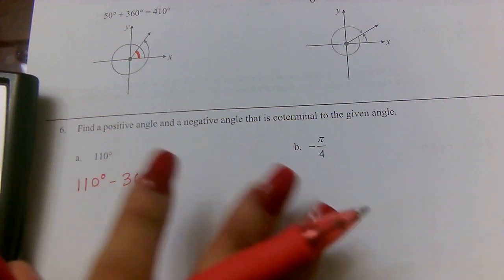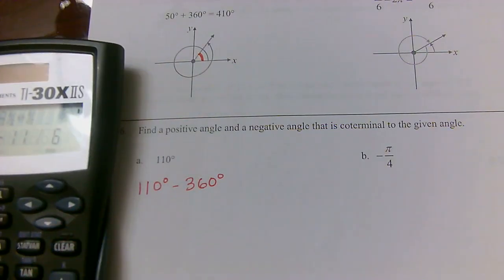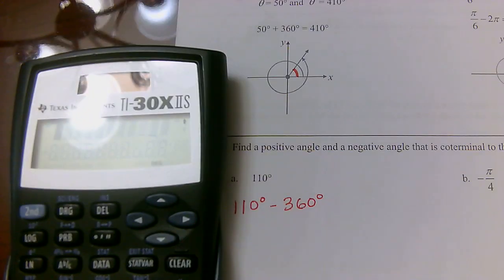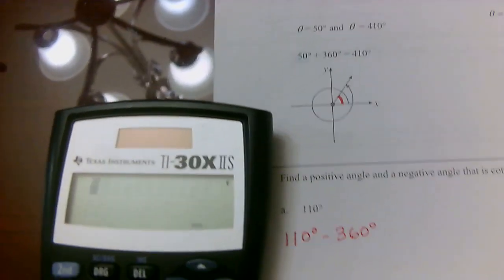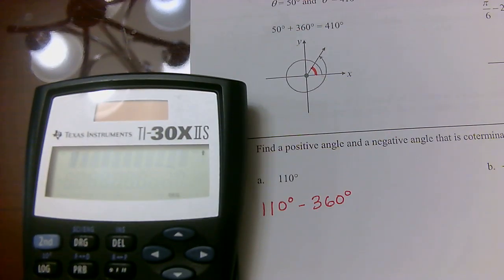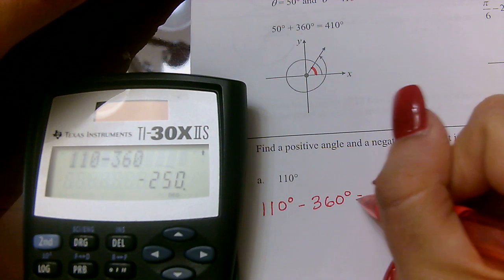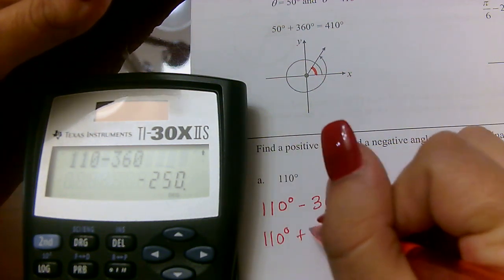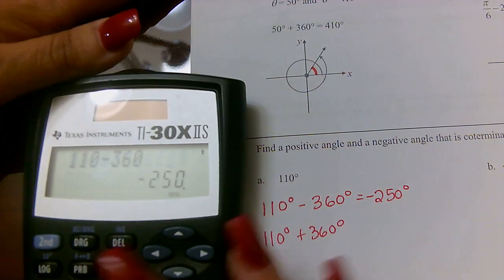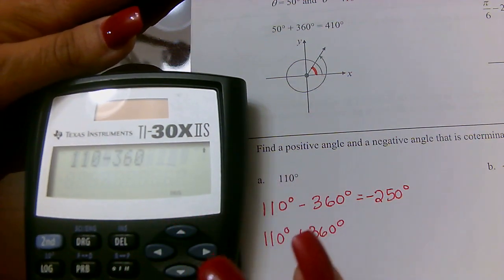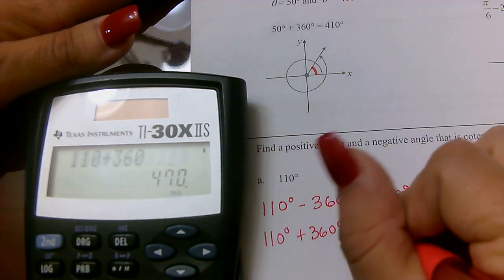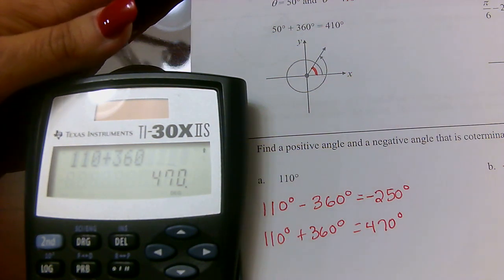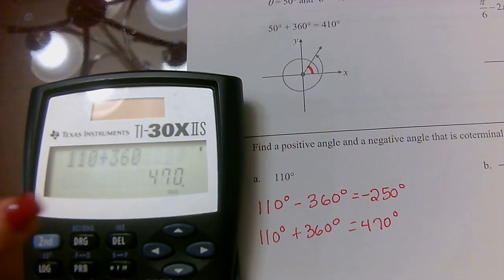So I'm going to go ahead and do this using my calculator. We're going to go ahead and start with 110 degrees, trying to find it where I don't have so much light. 110 minus the 360. That's going to give us a negative 250 degrees. There's my negative coterminal angle. And then 110 degrees plus 360 degrees. All I'm going to do is change that to a plus, and I get 470 degrees. Okay, so there's your two angles, one positive, one negative.